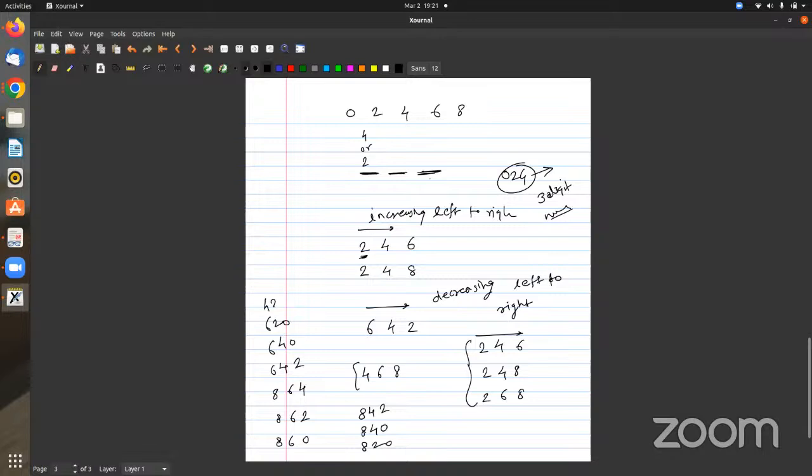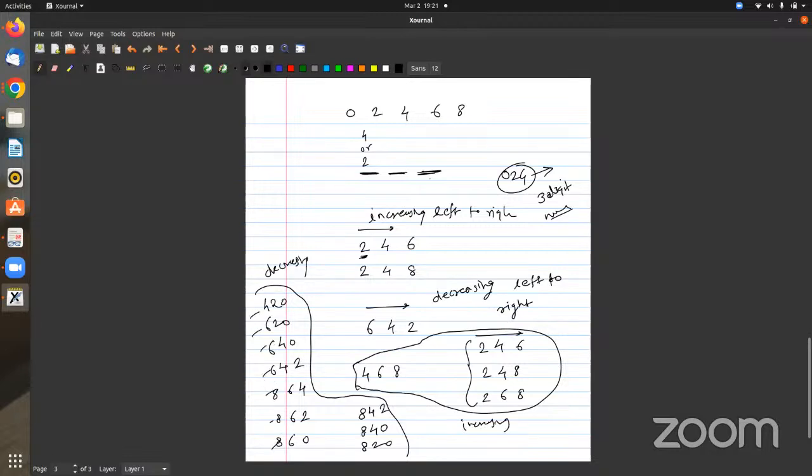So these are all decreasing, right? Yes. And these are all increasing. So in total, how many are there? 14. Why not 831? We have to use only even digits, right? 831 will contain an odd digit, so it is not possible. So we just have to use even digits.